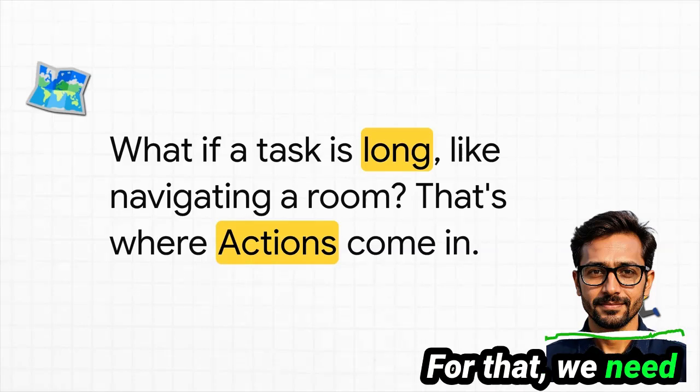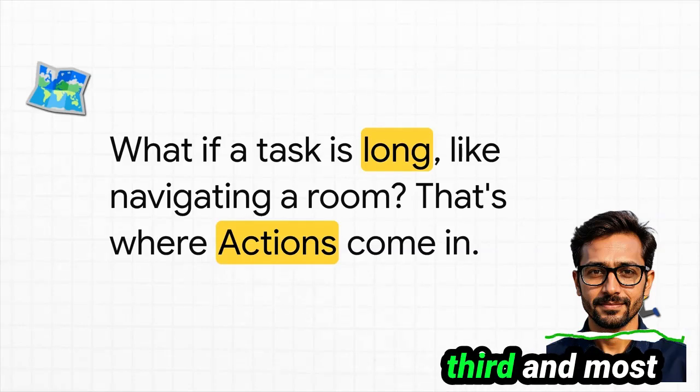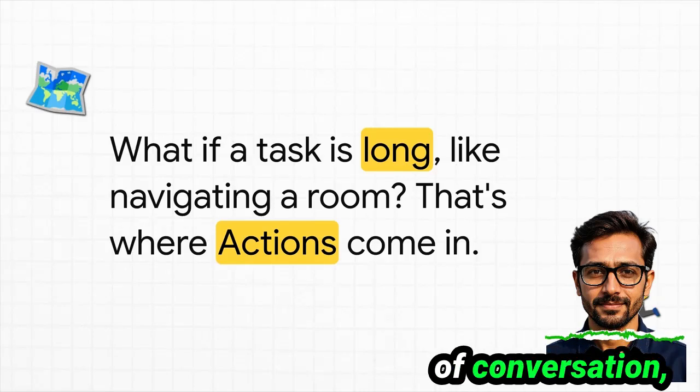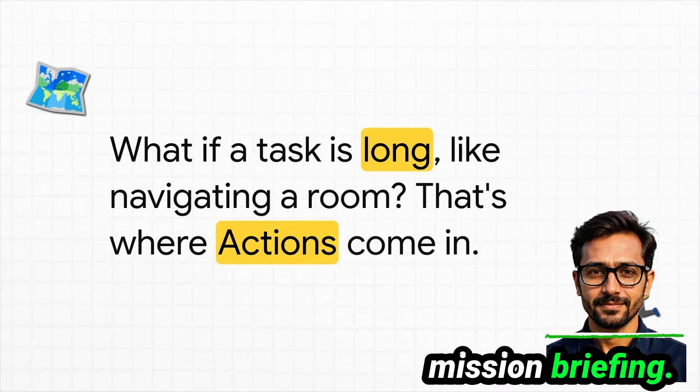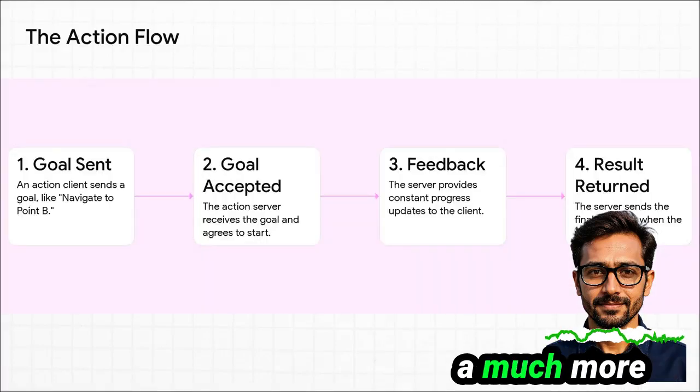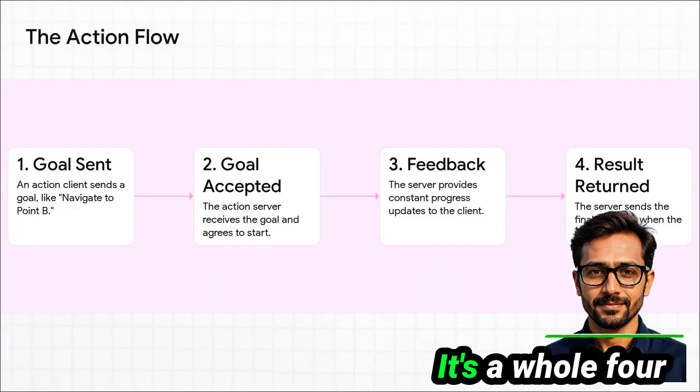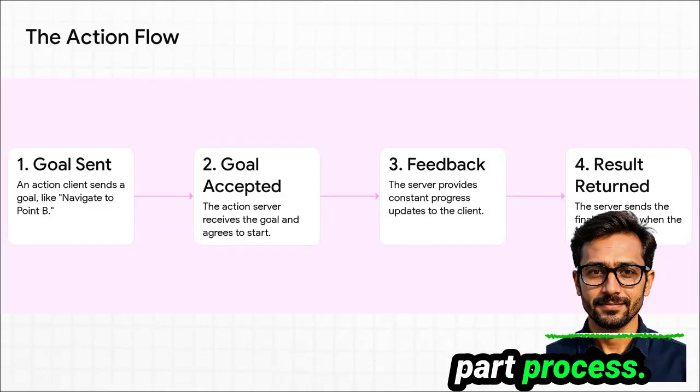For that, we need the big guns. We need our third and most powerful type of conversation, the action, or as I like to call it, the mission briefing. An action is a much more sophisticated conversation. It's a whole 4-part process.